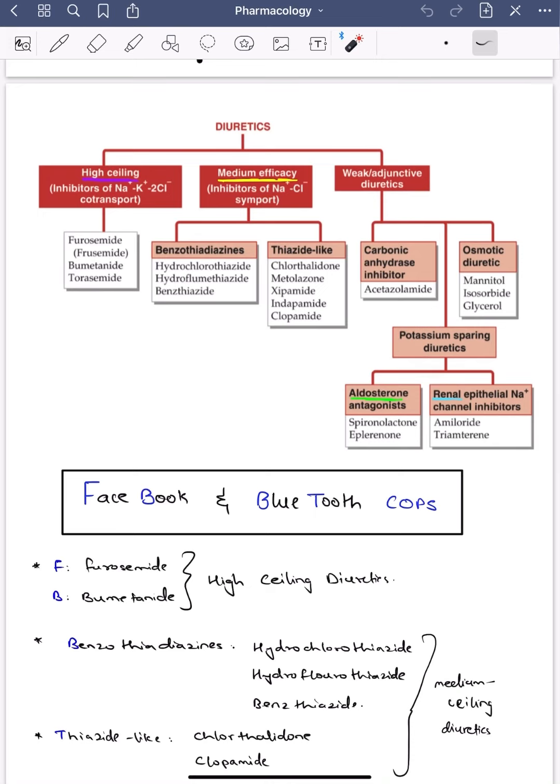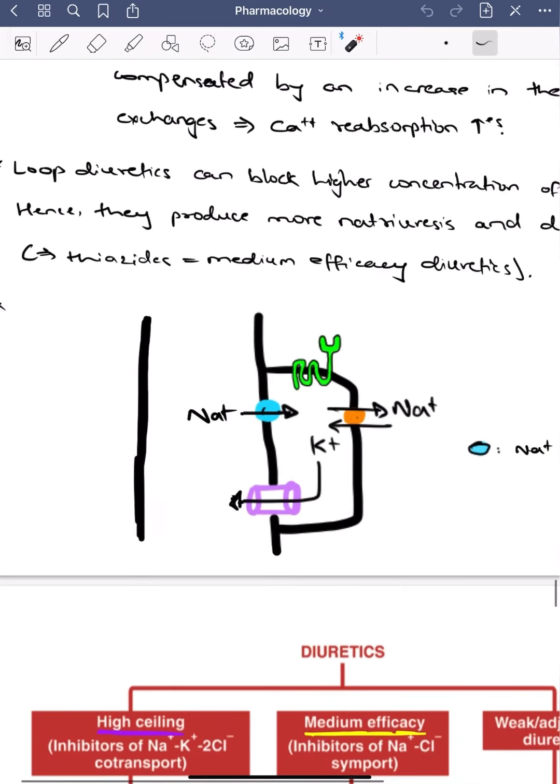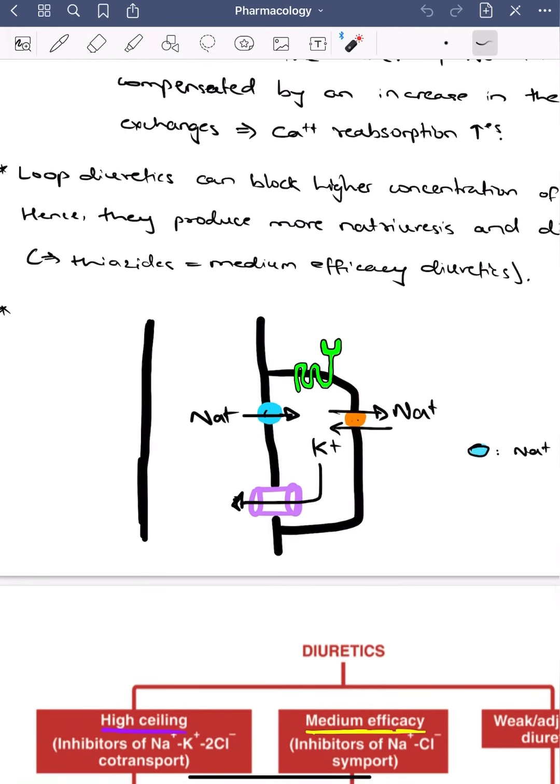Now within these we have the aldosterone antagonists and the renal epithelial sodium channel inhibitors. Now to better understand how these drugs act, let us look into the normal physiology. Now this represents the cells of the late DCT and the collecting duct. Now most of the sodium has already been reabsorbed. Now whatever sodium has come to the collecting duct, it enters the cells of this part of the nephron via the renal epithelial sodium channels, and this is pumped out with the help of the sodium potassium ATPase.